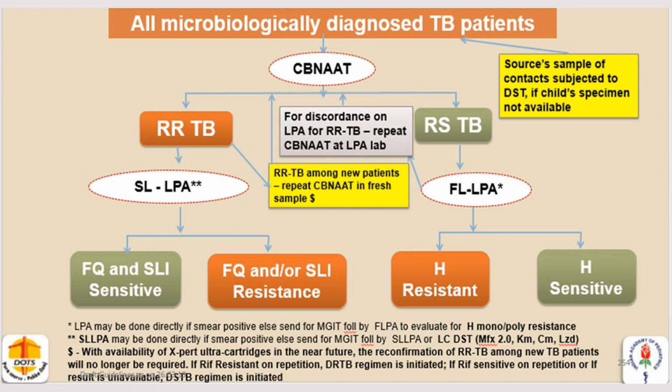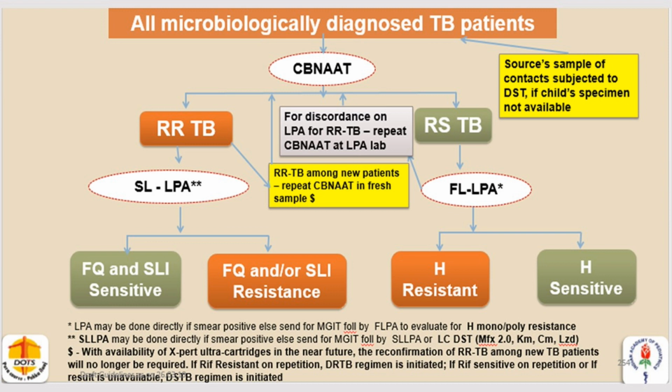If your CBNAAT shows rifampicin sensitive, you still do a line probe assay, but you do it for the first line because you want to look at mono resistance to INH. If it is mono resistance to INH, you treat the patient for mono resistance, H resistance.